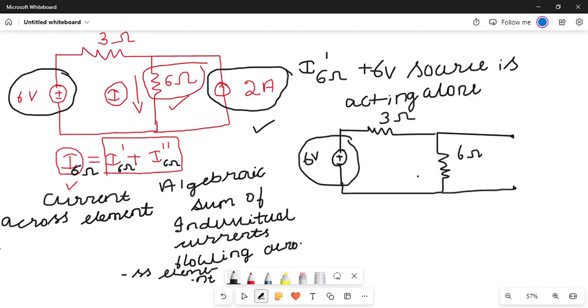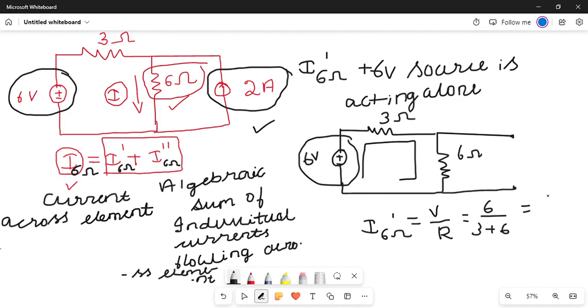Okay, so now I have to solve this. I can easily get I equal to V by R because these two are in series. So I6 ohm dash is equal to V divided by R, which is 6 divided by 3 plus 6. 6 plus 3 is 9, and 6 by 9 is equal to 0.66 ampere, right?